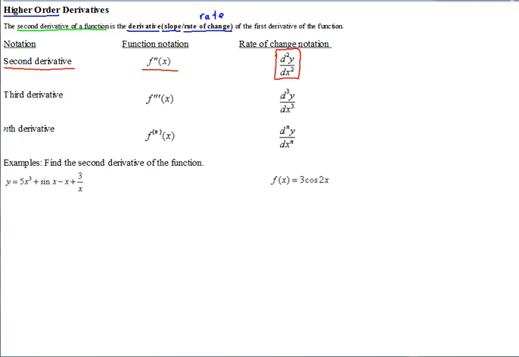Similarly, for the third derivative, you'd write f triple prime of x, with 3 little marks there, in function notation, or in rate of change notation, it would be a 3 there instead of a 2. If you go beyond the third derivative, to the nth derivative, then instead of writing the little marks, you put that number in parentheses. So with the seventh derivative, you'd write it with a 7 in parentheses up there.